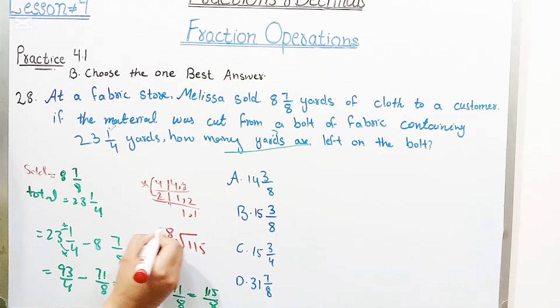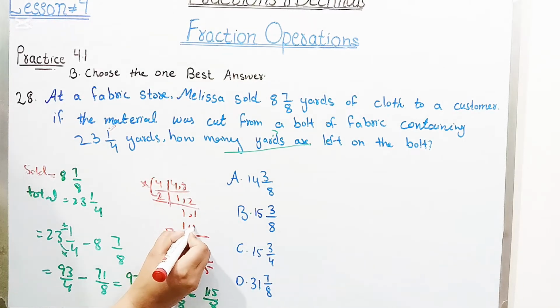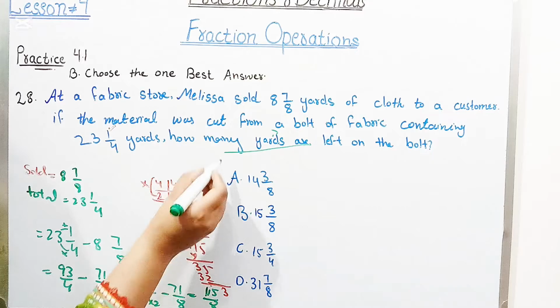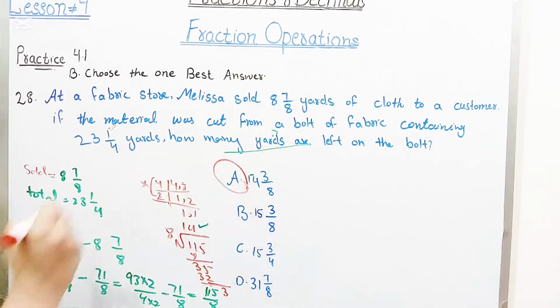When I divide them, 115 over 8. 8 1s are 8. Remainder is 33. 8 4s are 32. Remainder is 3. So my answer is 14 as a whole number. Where is 14 as a whole number? There. 3 remainder as numerator and 8 as denominator. So my best answer is option B.